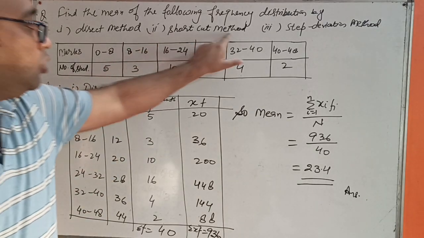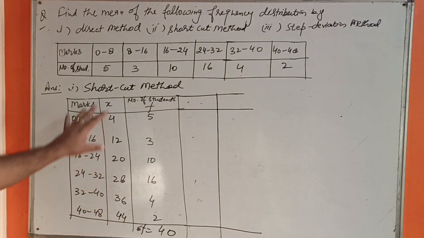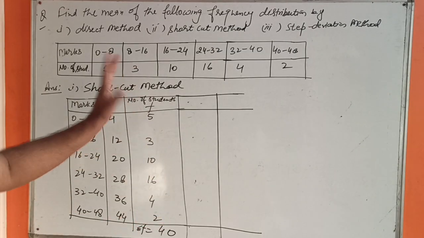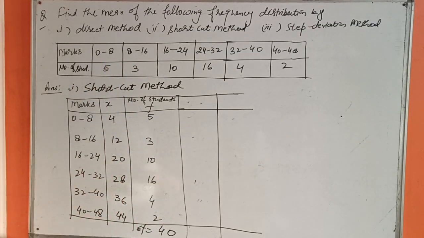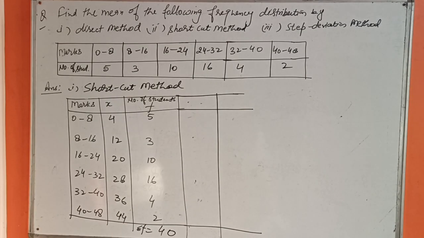Now applying the shortcut method. In the shortcut method, we require this data as it is, so we copied this from the previous step. In this particular data we require A. A is the assumed mean. How to get the assumed mean?